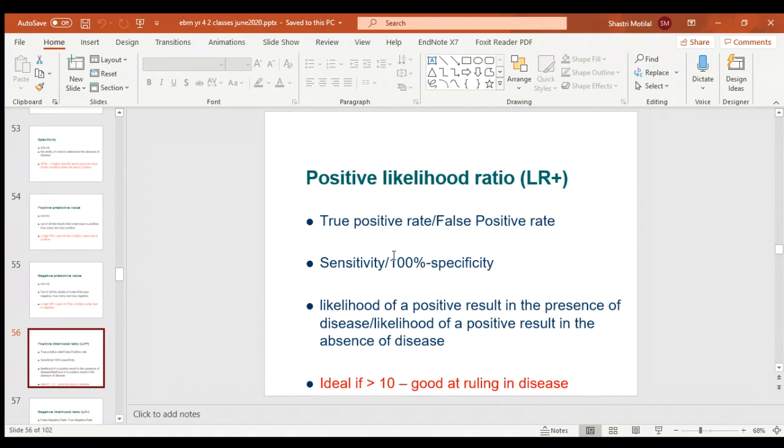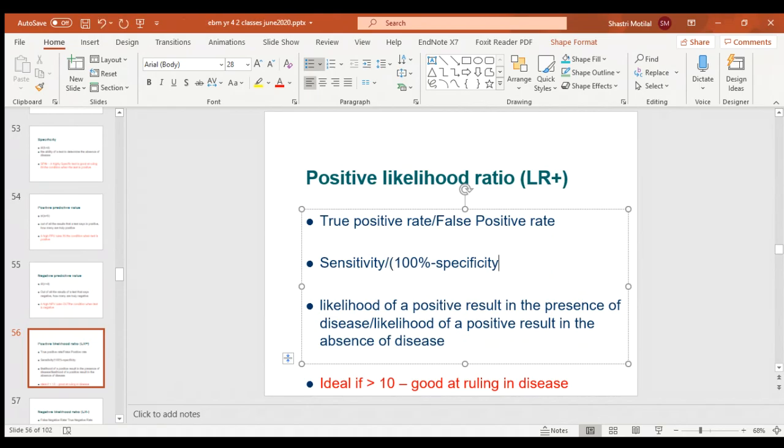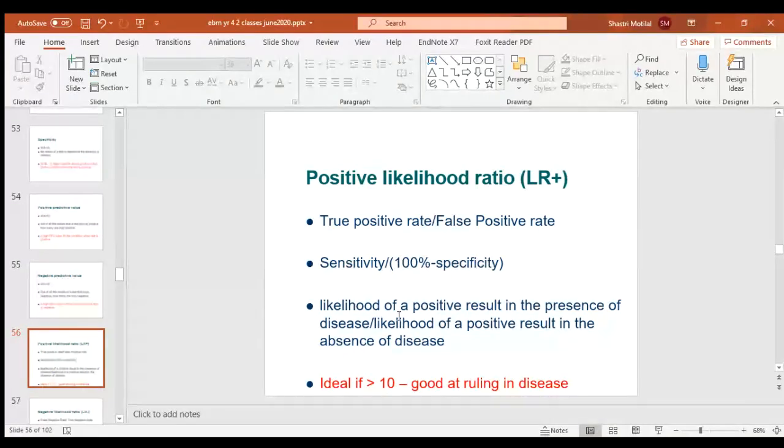So in calculating it, please put this in brackets. I'm always supposed to enter the bracket sign here, so I could do it here just for clarity, because that's how it's calculated. So sensitivity divided by 100% minus specificity. Let's pick an example.